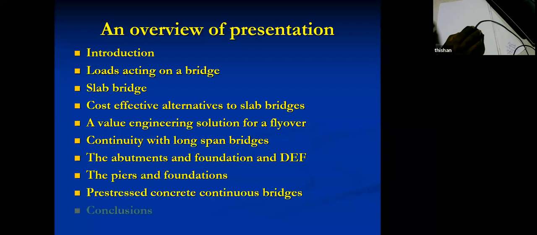And the piers and foundations. And the last topic is prestressed concrete continuous bridges. You might ask why it is applicable for Sri Lanka. It is applicable because today we have a 5.2 kilometer long elevated highway, the Port Access Road, being constructed by a Chinese contractor, where the bridge consists of two box girders or spine beams, and it is constructed as a truly continuous structure.